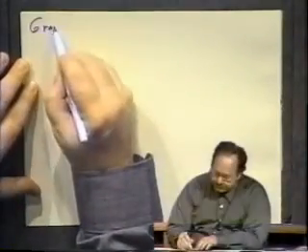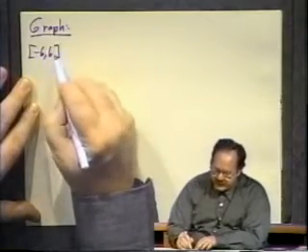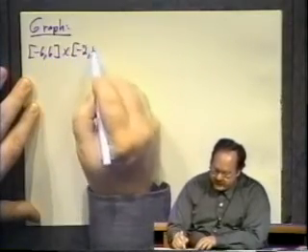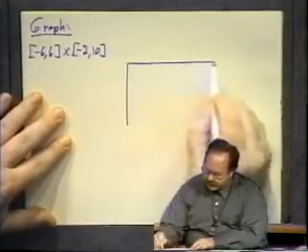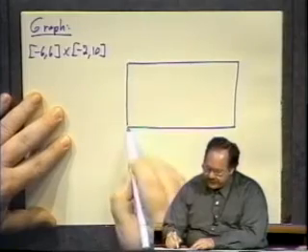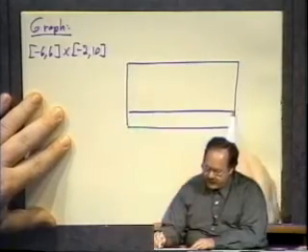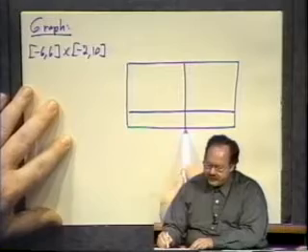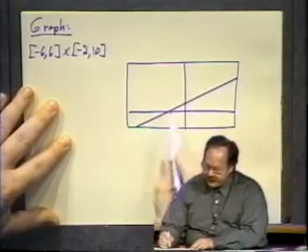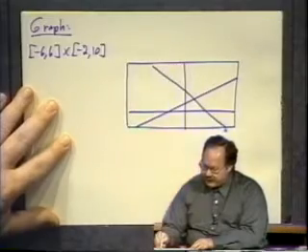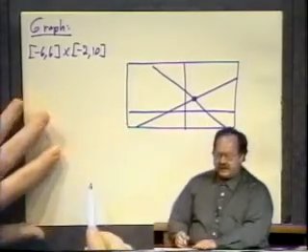If you do go ahead and graph these, a window that I looked at was -6 to 6 and -2 to 10. And the picture I got was something that looked like this. Here are my axes. One line looks like this. The other line comes down and looks like this. And there's the intersection point.